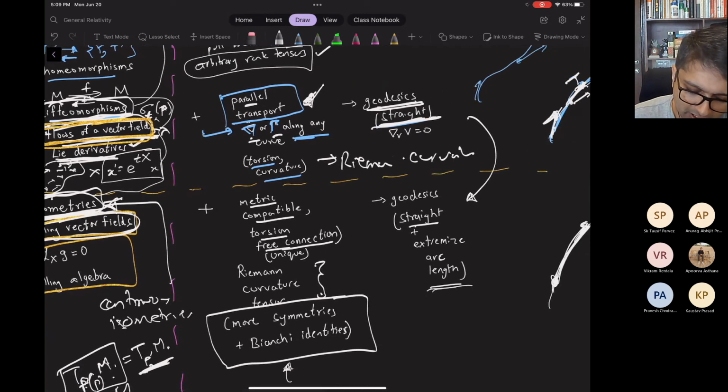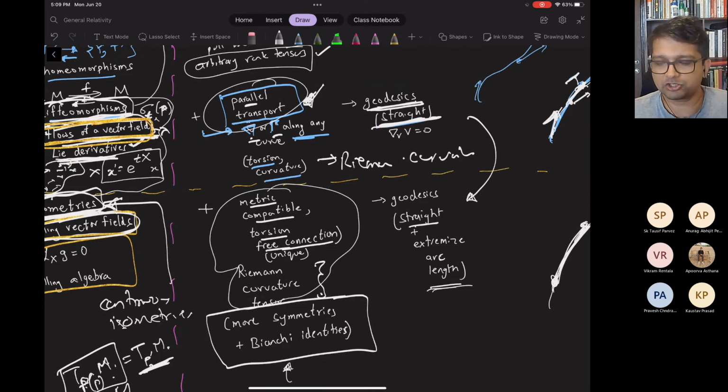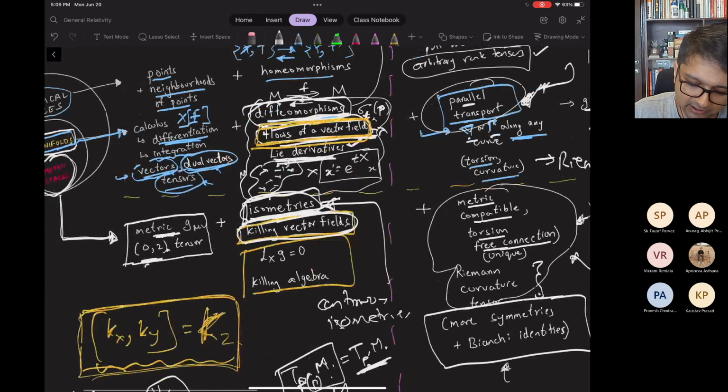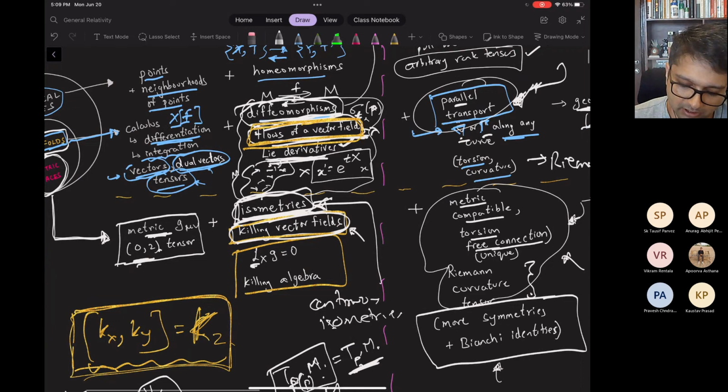Whereas the parallel transport and this metric compatible connection are extra structure that is imposed on the manifold. This extra structure is unique when you specify a metric. There is a unique extra structure that gets picked out for you. But yet this structure is distinct from the structure of these diffeomorphisms or the Lie derivatives associated with these Killing vector fields.